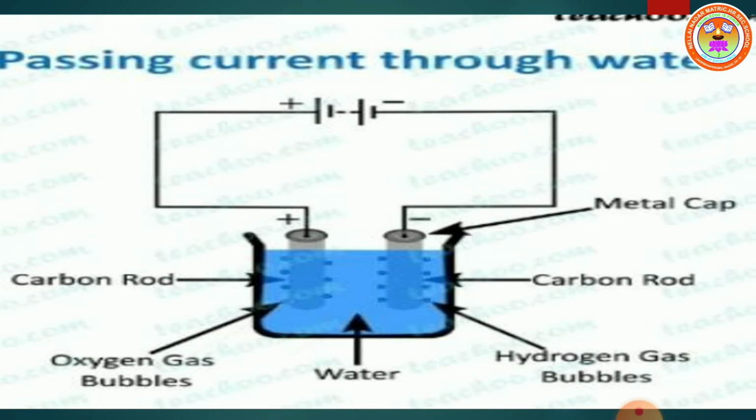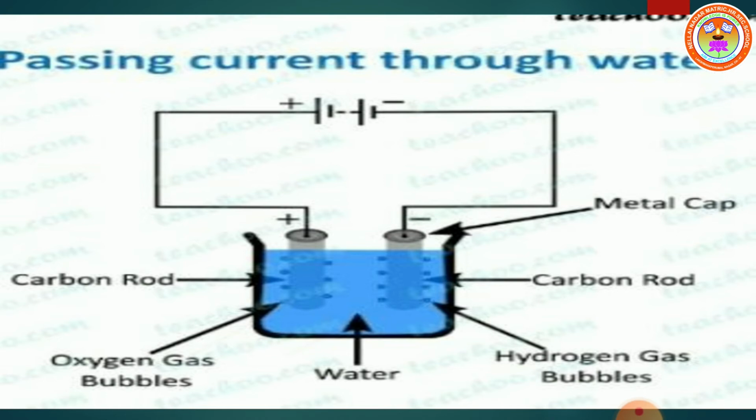The decomposition of molecules of a solution into positive and negative ions on passing an electric current through it is called electrolysis. What is electrolysis? The decomposition of molecules of a solution into positive and negative ions on passing an electric current through it is called electrolysis.